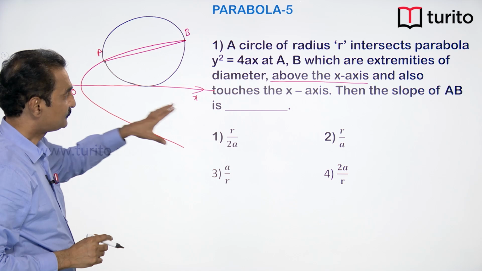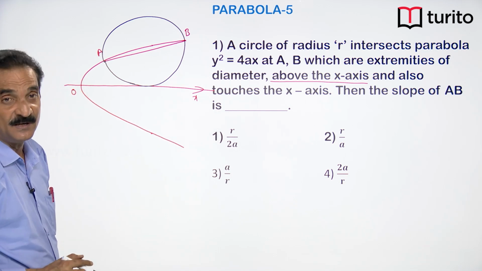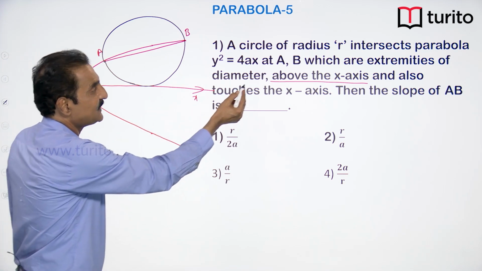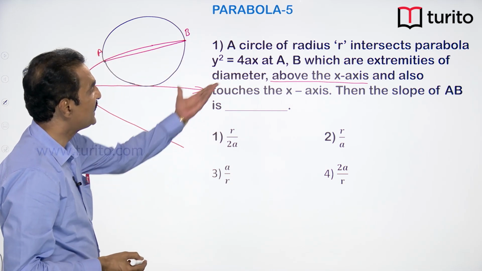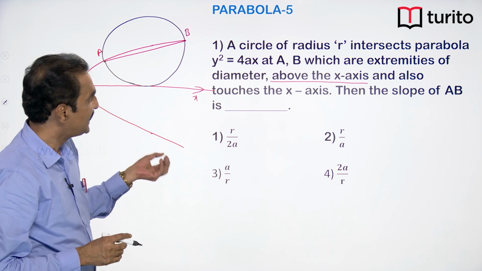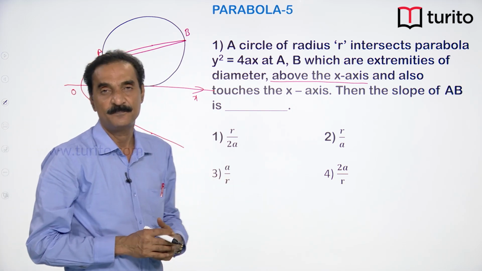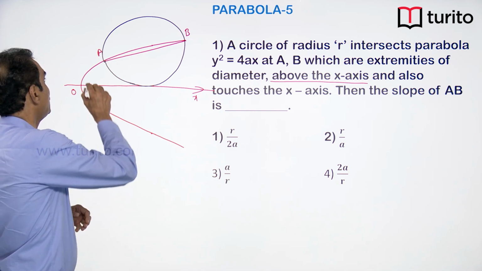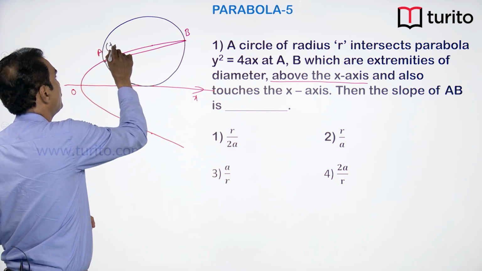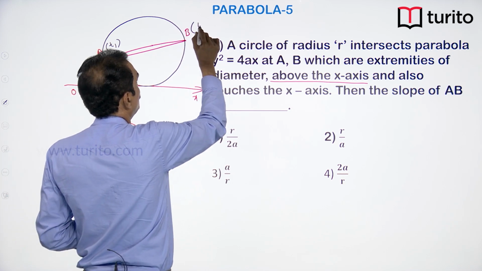Then, what is the slope of the chord AB? The radius of the circle is given as R, and what else is given? The parabola is given, that is all. So, we have to get the slope of AB in terms of A and R. Let us assume A and B parametrically as T1, T2.